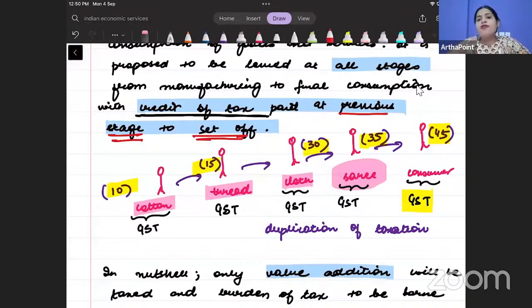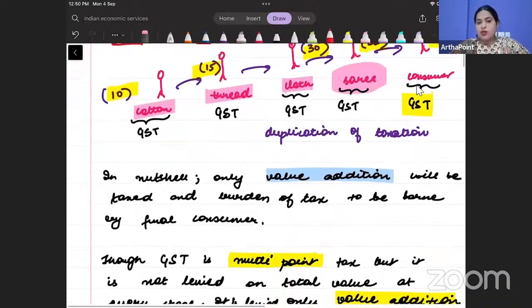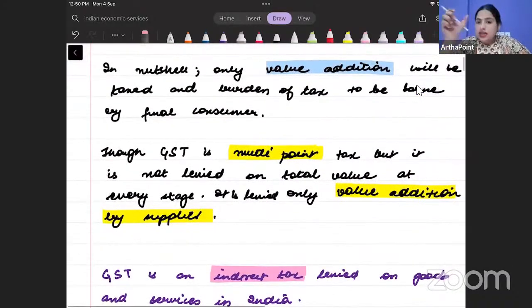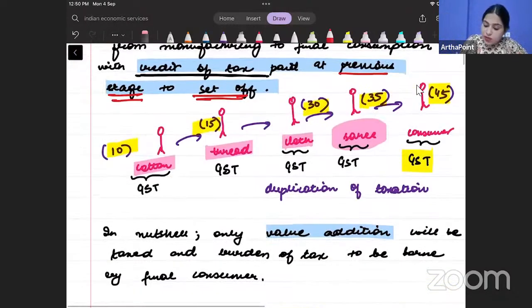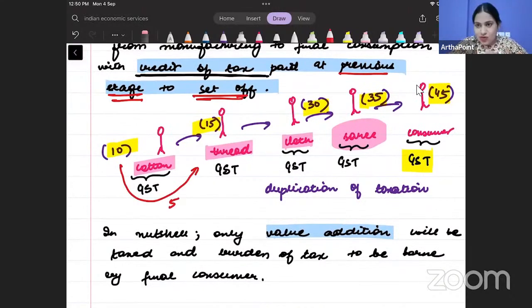टू सेट दैट ऑफ, व्हाट विल वी डू? वी विल जनरेट इनपुट टैक्स क्रेडिट. इज दैट क्लियर? अच्छा, लेट अस गो अहेड एंड रीड दिस आउट फर्दर. इन अ नटशेल, ओनली वैल्यू एडिशन विल बी टैक्स्ड. सो हम क्या कह रहे हैं कि हमें सिर्फ वैल्यू एडिशन पे टैक्स करना है. बेटा, how much is the value added when I go from 10 to 15? 5 रुपए. I'm adding 5 more rupees to it now. From 15 to 30, I'm adding 15 more rupees to it. Now, this is my value added.